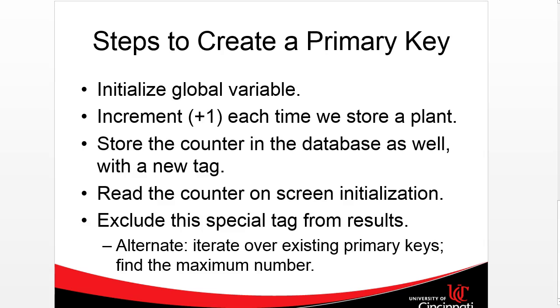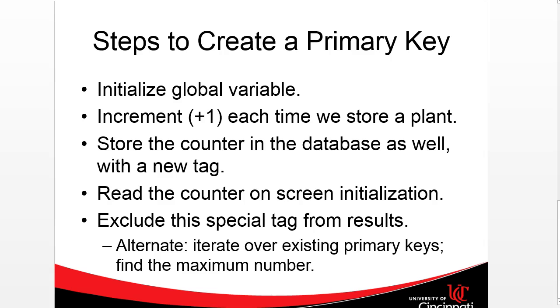Well, TinyDb, at least to my knowledge, doesn't have a primary key facility built into it, so we have to make one ourselves. And it's pretty easy. We just create a global variable, we increment it, or in other words, add 1 each time we store a plant. But then the trick is, what if we close the screen and come back to it? What if we close the app and come back to it? We don't want to start all over at 0. So we need to store the highest number of this counter in the database also, and we need to store it with its own separate, totally different tag.